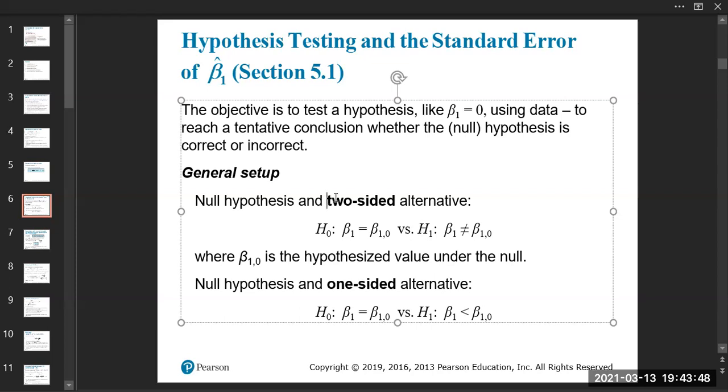And if it's a two-sided test, then H1 should be unequal. Okay, you need to have an unequal sign in H1. While if it's a one-sided test, the null hypothesis remains the same, but H1 becomes smaller or larger. Could be smaller, could be larger. Okay, all right.